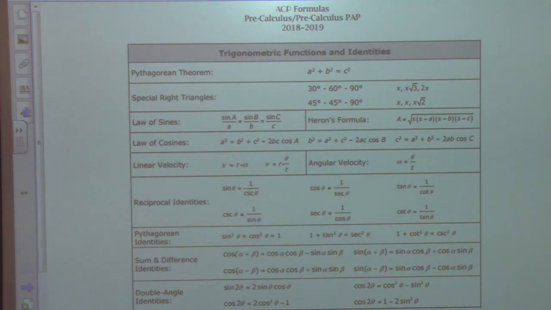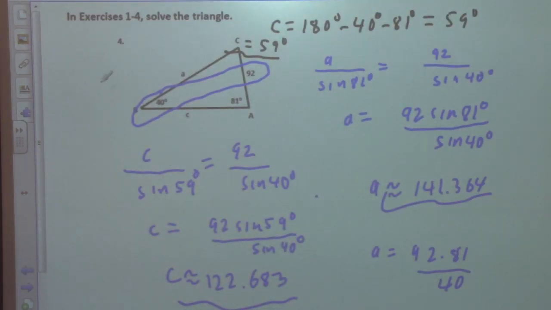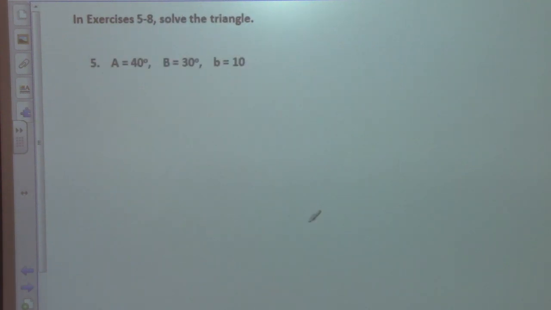And this section here, section 5.5, is the law of sines. The next section we're going into is going to involve law of cosines and Heron's formula. So that's kind of where we're headed the next couple weeks. So anyway, that worked out.